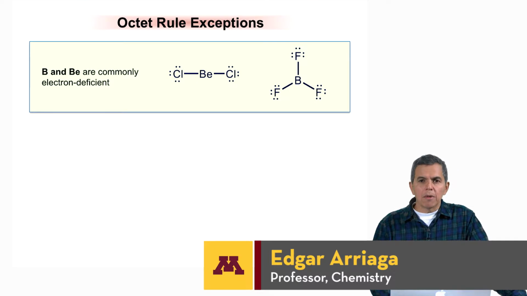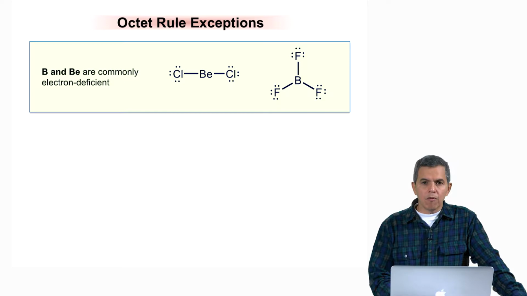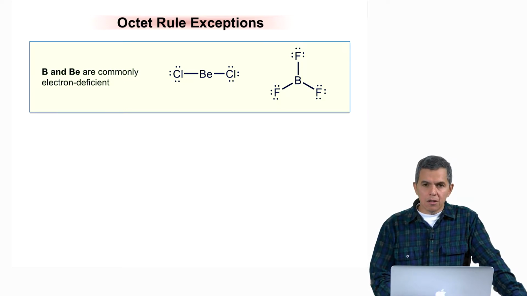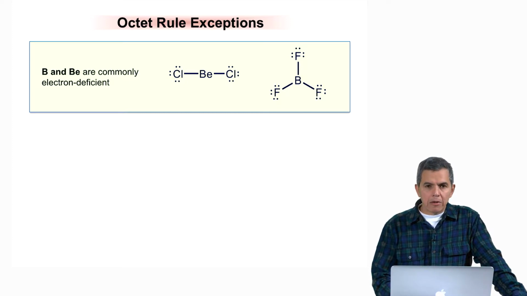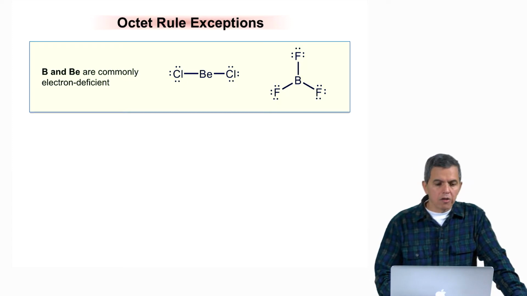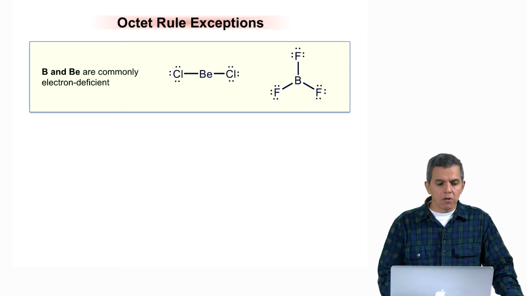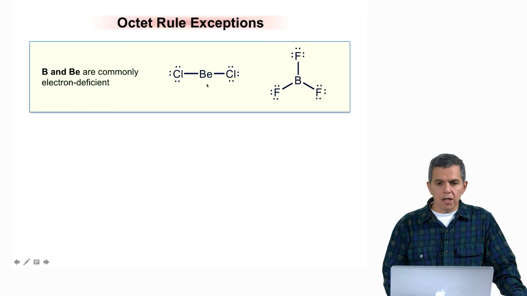Before we start solving a problem, it's important to review some of the basic rules to prepare and form Lewis structures. This slide refers to the octet rule exceptions. We can think about three types of exceptions. The first one refers to when we have electron deficient atoms such as boron and beryllium. As we can see in this example, beryllium chloride has beryllium as the center atom, and this atom does not have an octet. We have simply two single bonds, that is 4 electrons.